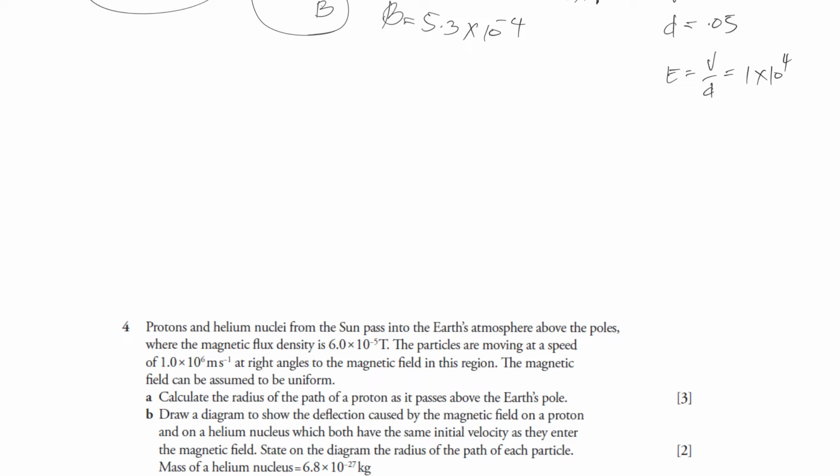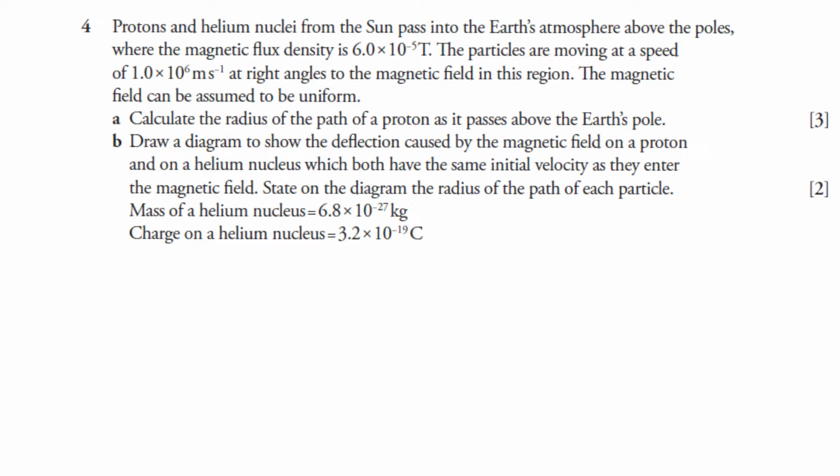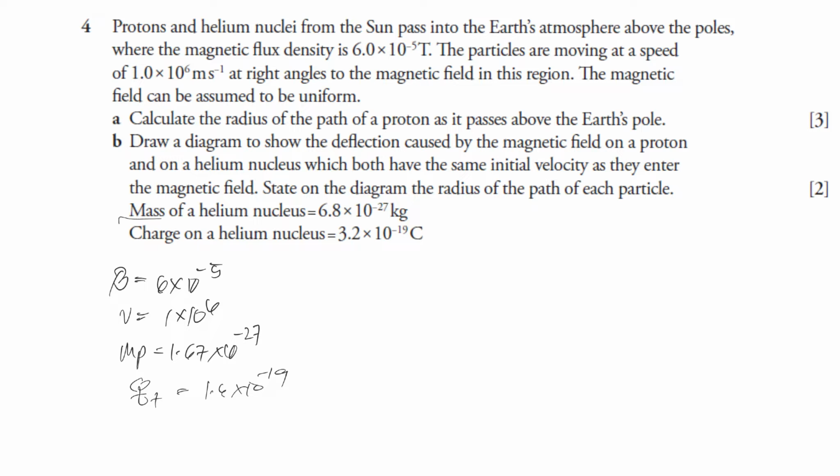Let's move on to number 4. This is the second to the last question. In number 4, I will write the given immediately. The B is equal to 6 times 10 to the minus 5, and the velocity is 1 times 10 to the 6th power. The mass of the proton, we know, is 1.67 times 10 to the minus 27. The charge of the proton is positive 1.6 times 10 to the minus 19. The mass of helium and the charge of helium are also given here. The first question is: calculate the radius of the path of the proton.